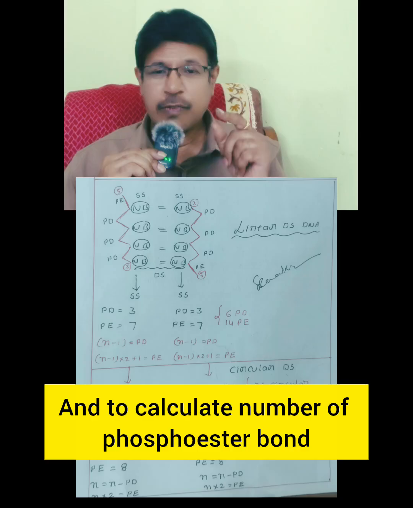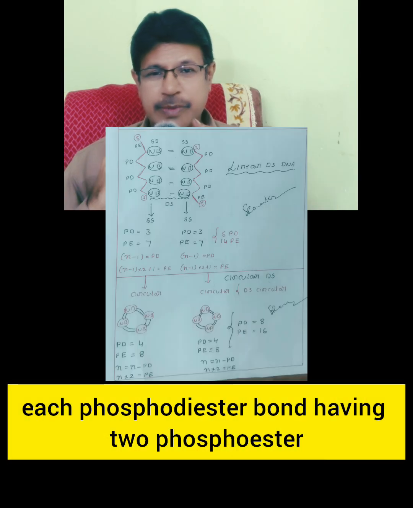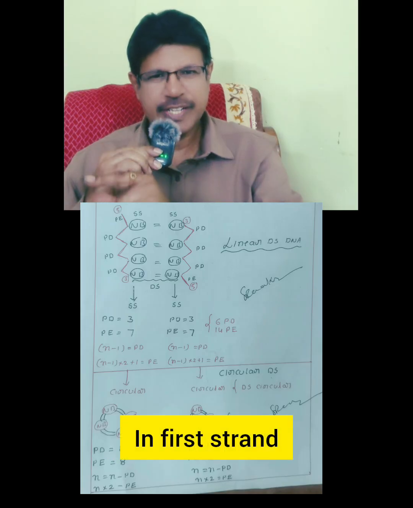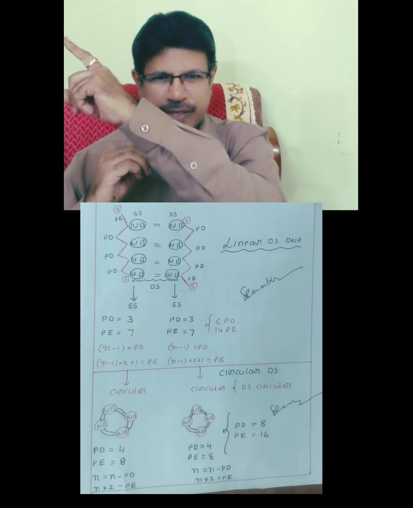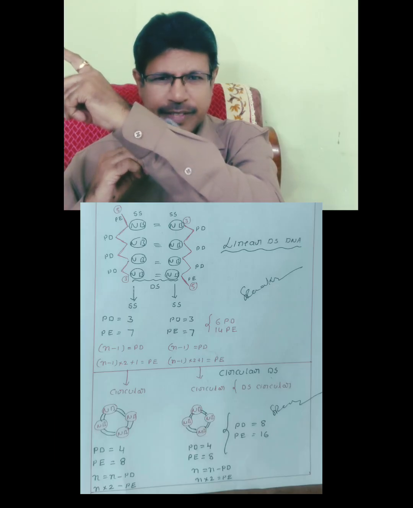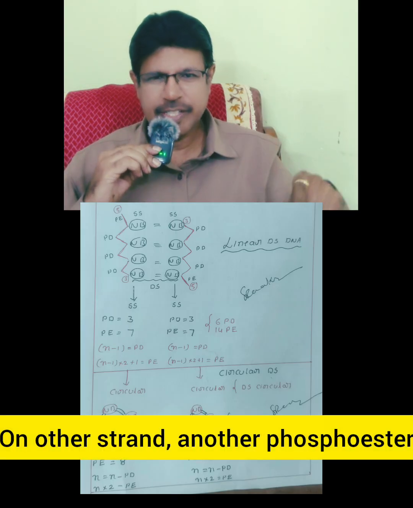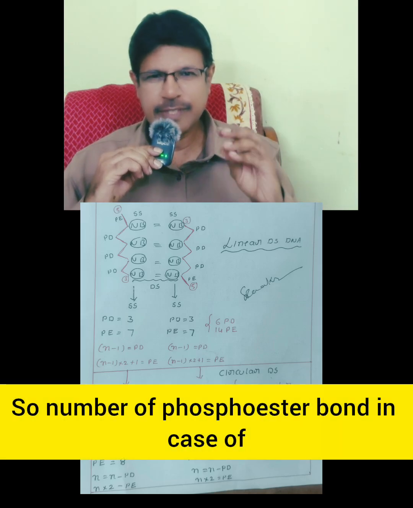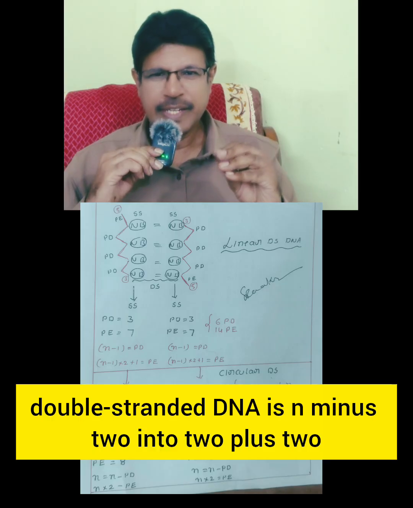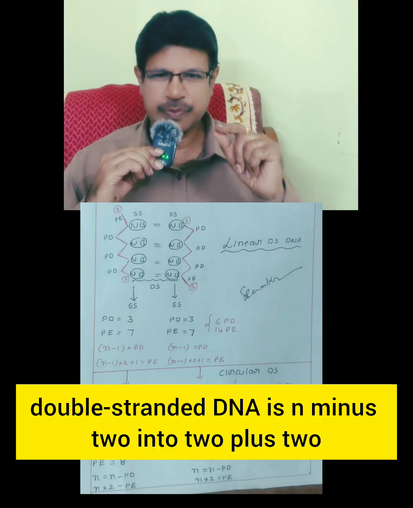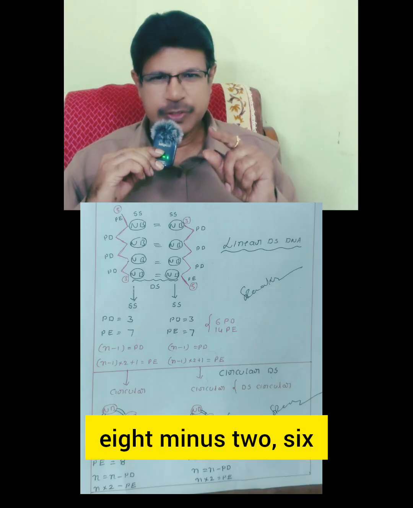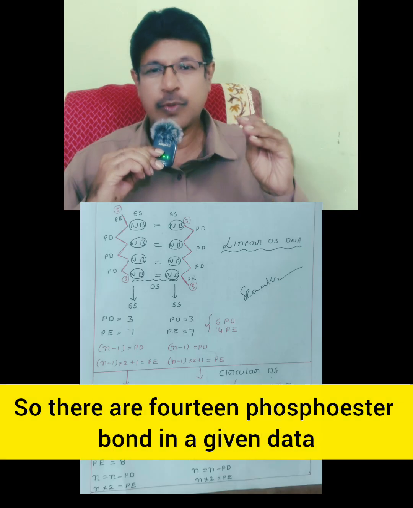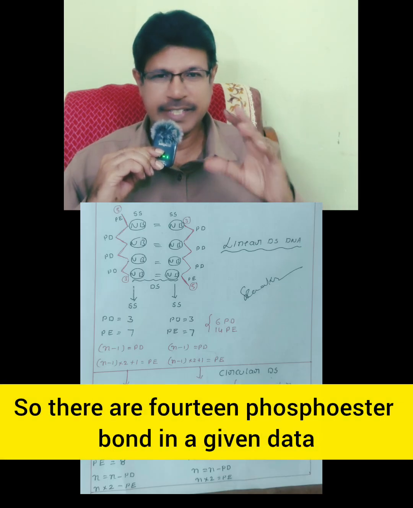And to calculate the number of phosphoester bonds, each phosphodiester bond has 2 phosphoester bonds. So 6 into 2 is 12. In the first strand, there is 1 phosphoester at the 5' end, that is 1 phosphoester. On the other strand, another phosphoester, so we have to add 2. So the number of phosphoester bonds in a double-stranded DNA is (n minus 2) into 2 plus 2. So 8 minus 2 is 6, 6 into 2 is 12, 12 plus 2 is 14. So there are 14 phosphoester bonds in the given data.